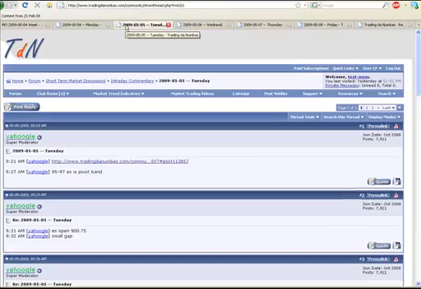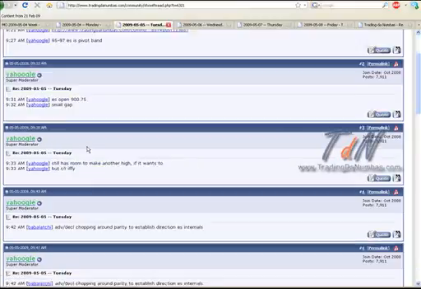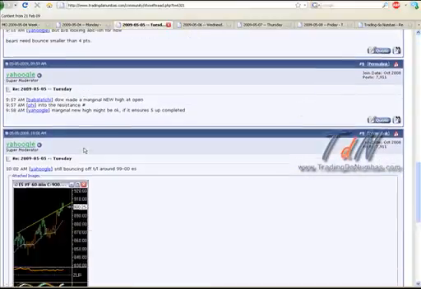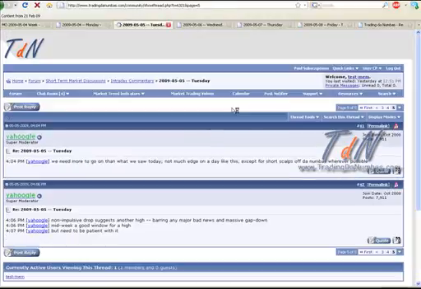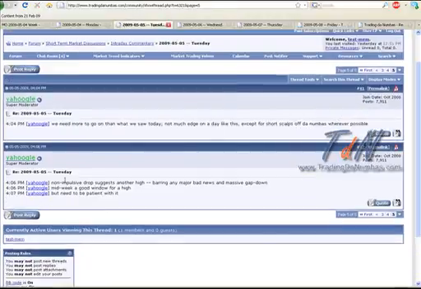If we go into the intraday commentary, we see Tuesday gave quite a few comments here, identification of some trend lines, but more importantly, if you go to the end of the page, it says that the drop was non-impulsive, suggesting another high, barring any major bad news or massive gap down. So we identified it wasn't a high yet, it was looking like it wanted to make some more highs.